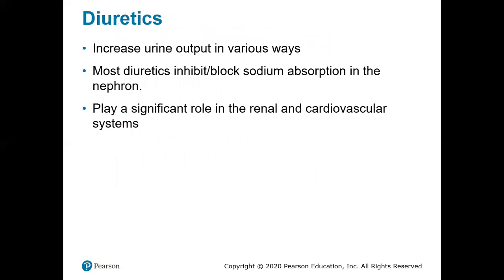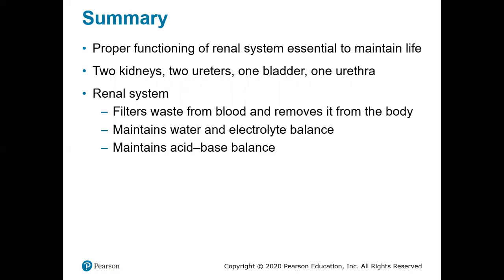Diuretics begins at the bottom right of page 533 and very quickly goes over to page 534. These increase urine output in various ways. Most diuretics inhibit or block sodium absorption in the nephron. They play a significant role in the renal and cardiovascular systems. So in summary, on page 534, proper functioning of the renal system is essential to maintain life: 2 kidneys, 2 ureters, 1 bladder, 1 urethra. The renal system filters waste from blood and removes it from the body, maintains water and electrolyte balance, and maintains acid-base balance.